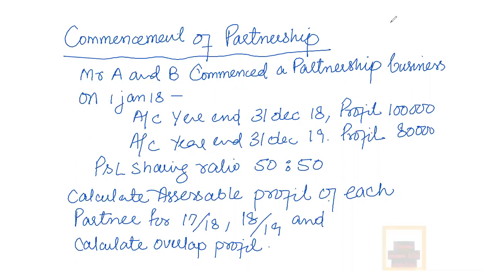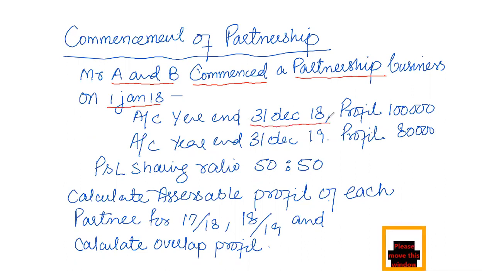So we have two partners, Mr. A and B, and they have commenced a partnership business on 1st January 18. So the commencement date is there, and the accounting year end made by them first is 31st December 2018. So that means it's a case of a 12-month period of account. So you have to follow the rule of a 12-month period of account, and the profit that is given is 100,000.